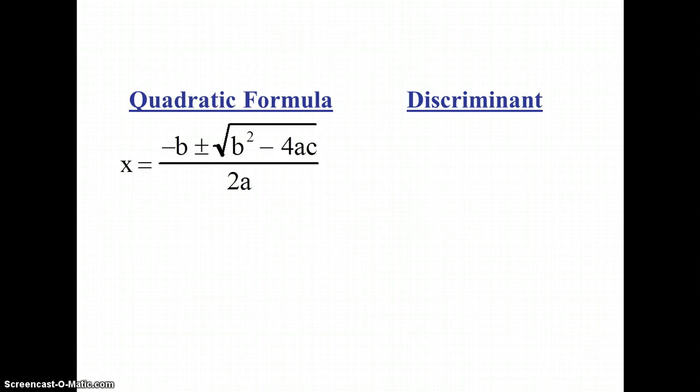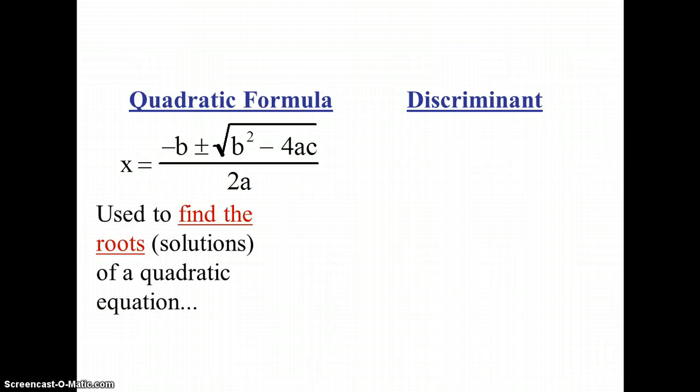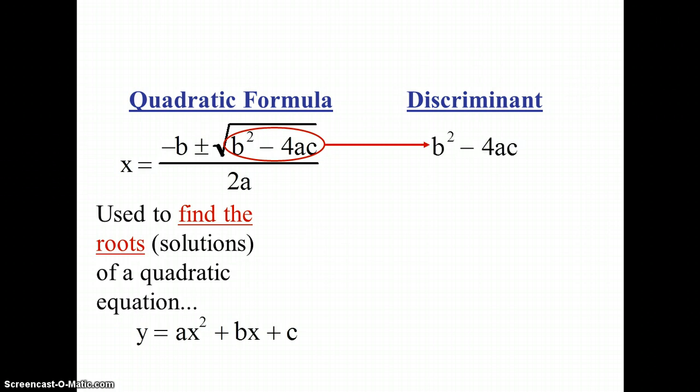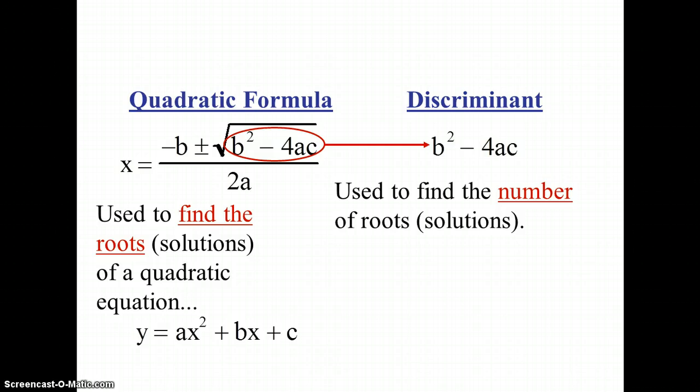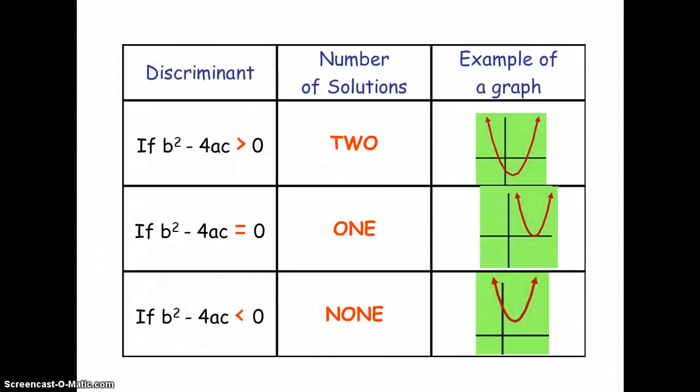You are familiar with the quadratic formula, and you have already used it to find roots or solutions for a quadratic equation, such as y equals ax squared plus bx plus c. With that particular function, you can actually use what is underneath the square root sign to find out how many times a quadratic equation will cross the x-axis, if it does or if it doesn't. So your discriminant is b squared minus 4ac. You are going to use that to find the number of roots or solutions.